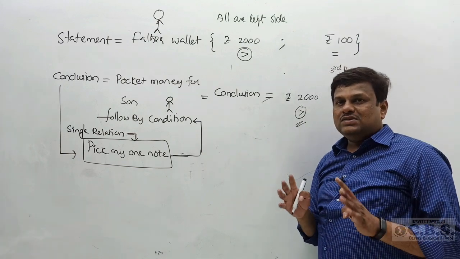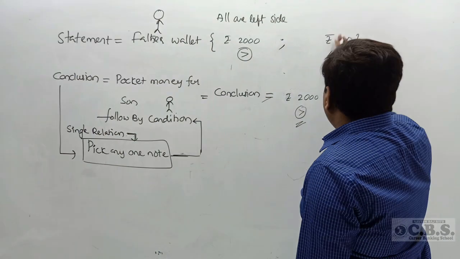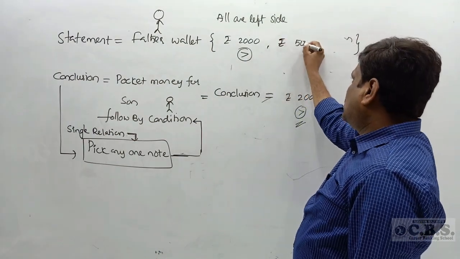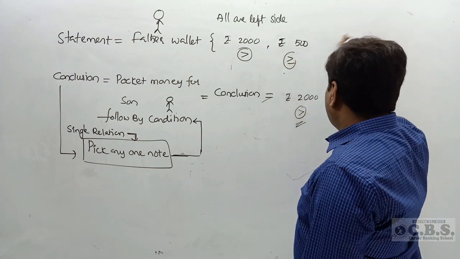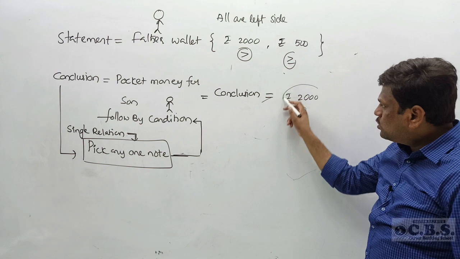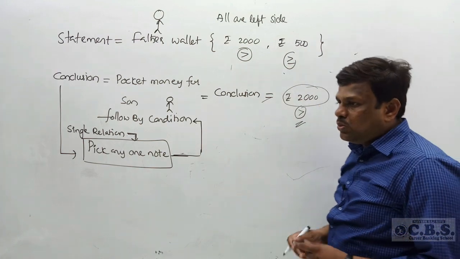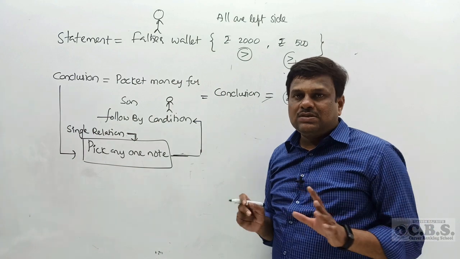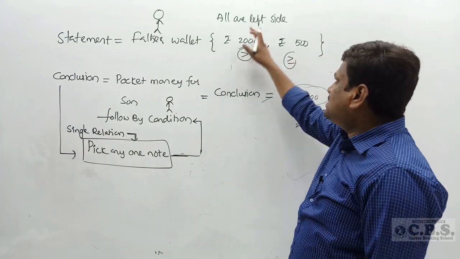Okay, get my point? This is a simple method. If the wallet contains 2000 as well as a 500 rupees note also, 500 rupees is more than or equal to. Get my point? More than or equal to. Definitely the son is going to pick up which note? The 2000 rupees note only. So the ranking system is basically followed by the symbols.